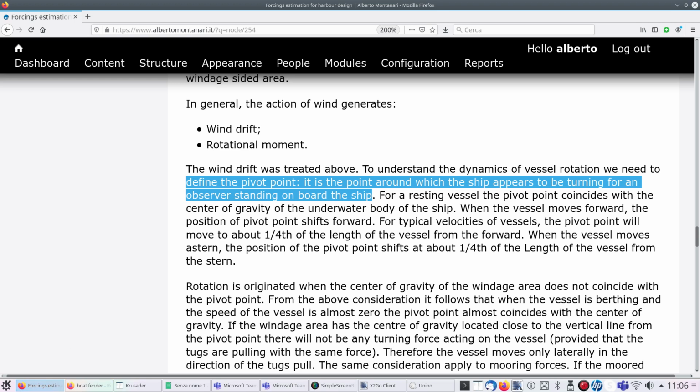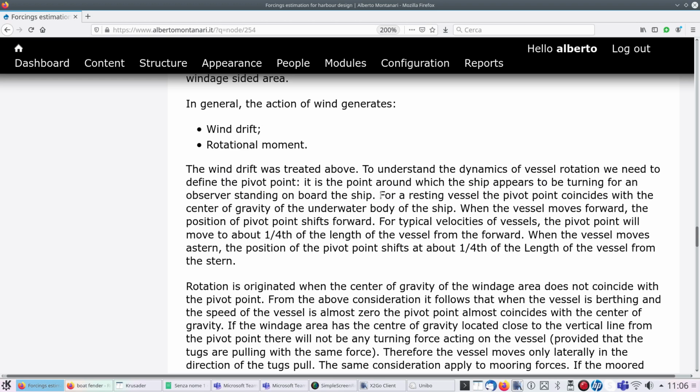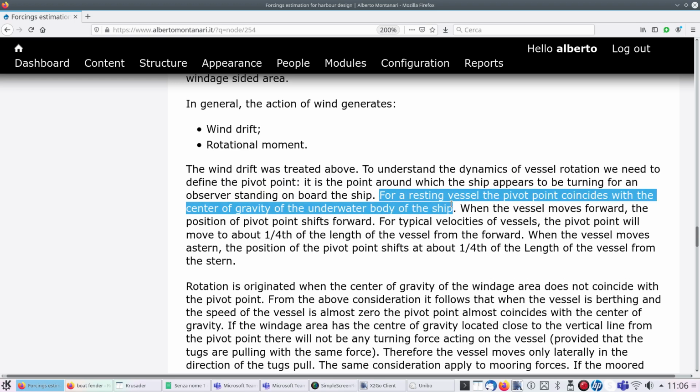How can we identify the pivot point? For a resting vessel, the pivot point coincides with the center of gravity of the underwater body of the ship. So you get the center of gravity of the underwater body, and this is precisely the pivot point.